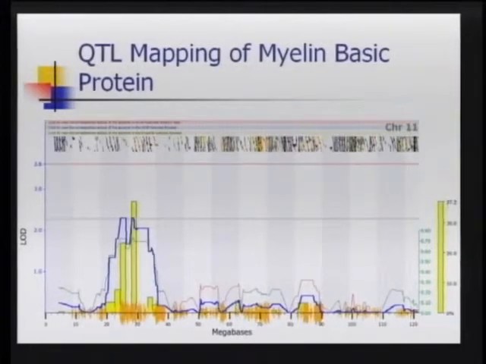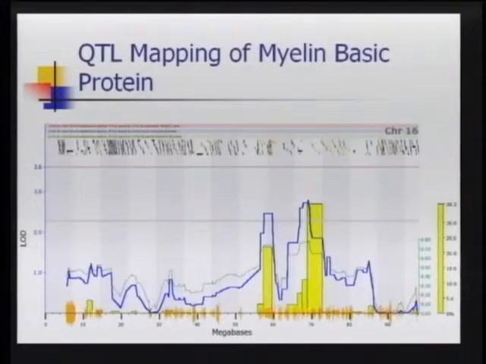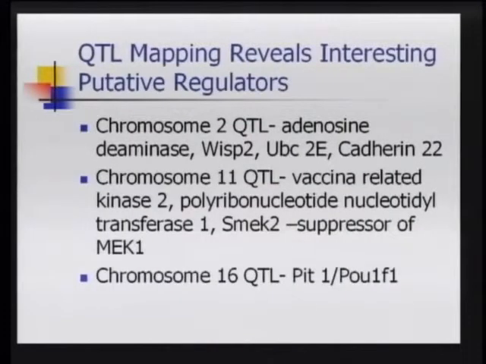You also find QTLs in this mouse population on chromosome 11 and on chromosome 16 for myelin basic protein, okay? And each of these peaks that have these LOD scores here, underneath these peaks that are in the yellow there are specific places where there are genes that might actually code for the expression of myelin basic protein. Now, if you look at those places in the genome and actually look at the genes, they are actually very interesting.